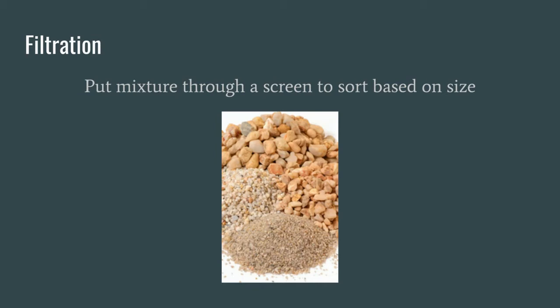Next is filtration. If you have things that are a bunch of different sizes, for example, you have sand and you have gravel, if you get a screen that has big enough holes for the sand to go through, but too small for the gravel to go through, you just go ahead and shake that through the screen and the gravel will be left on top and the sand will pass through on the bottom and you're separated.